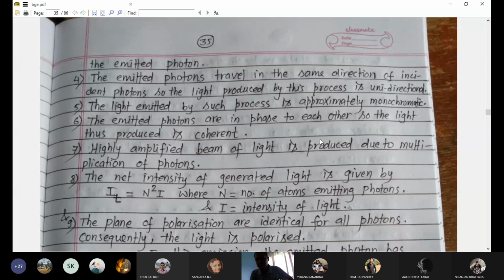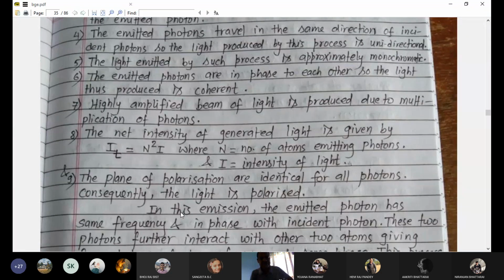So a fine beam of light is produced. So that is also highly intense light produced by stimulated emission of radiation, and the net intensity of light generated is given by the formula I_T equal to n square I. In case of spontaneous emission, I_T equal to only n times I. But in case of stimulated emission, I_T equal to n square I. That is also another difference.